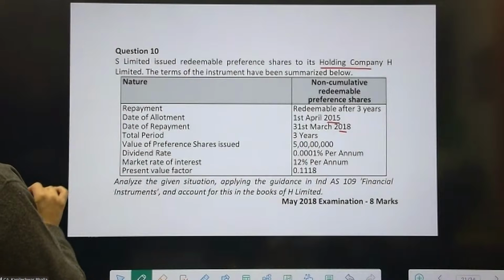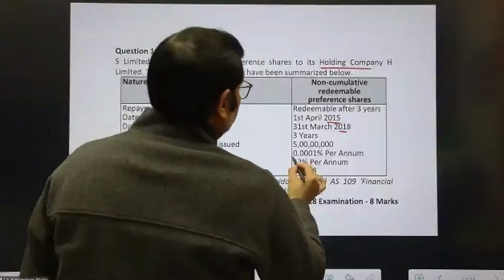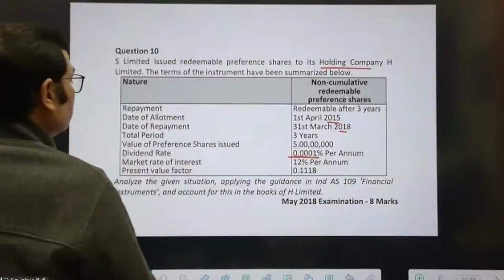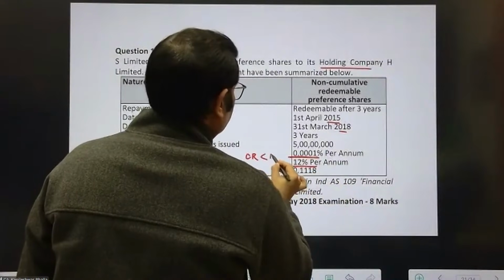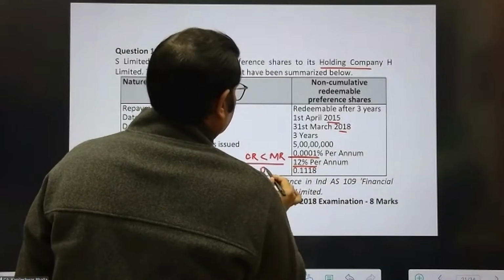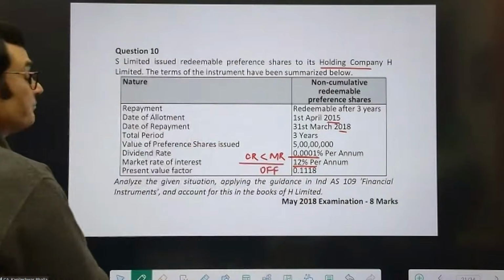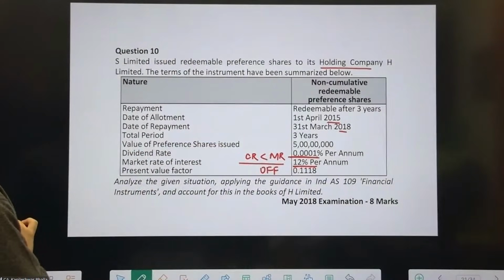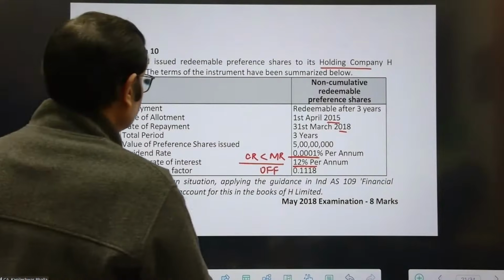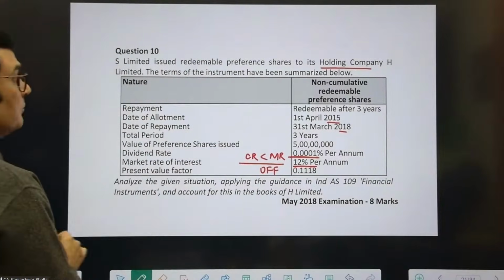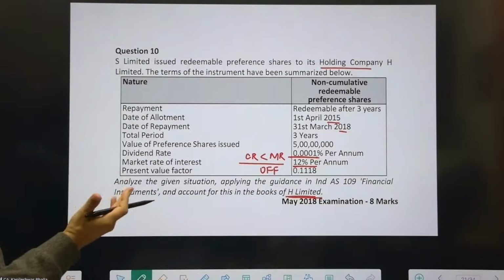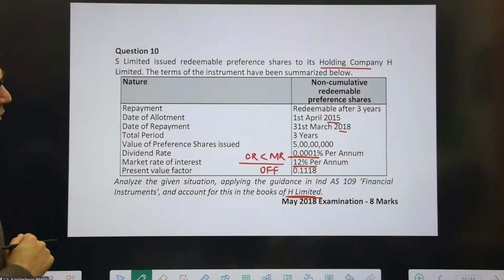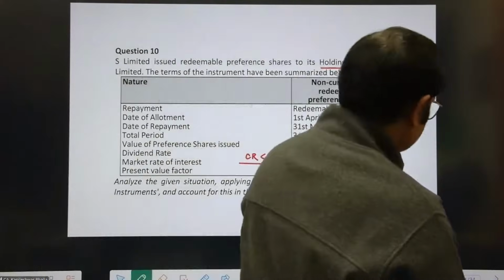So we're given the preference shares, and the dividend rate is practically 0 and the market rate is 12%. So we can see the contracted rate is less than market rate, indicating it is an off-market transaction between the parent and the subsidiary. Analyze the given situations, apply the guidance in Ind AS 109 and account for this in the books of the parent company, that is the books of H. So I think quite similar. What we need to do in this particular case, again, is the same exercise.